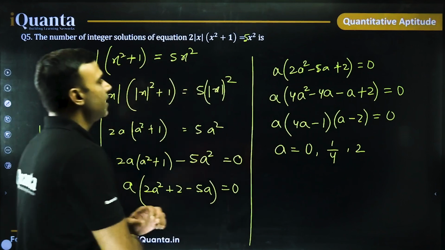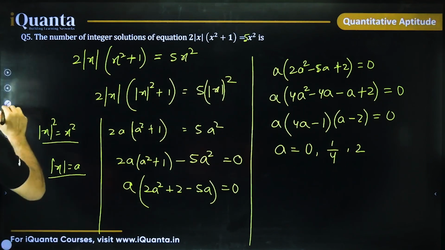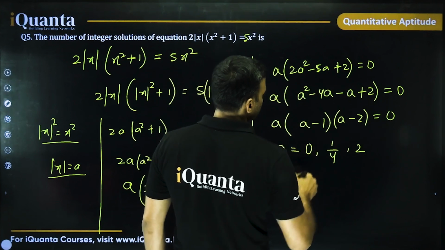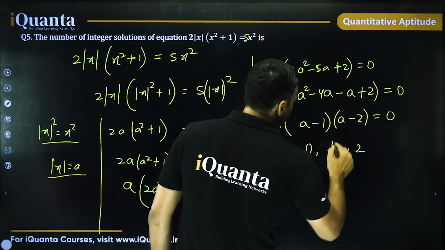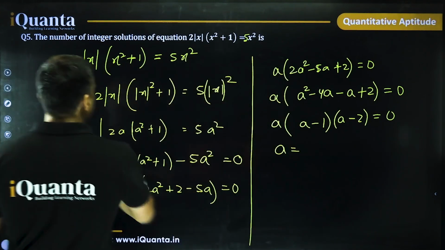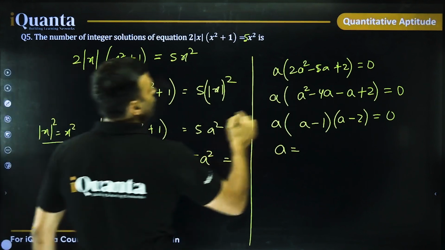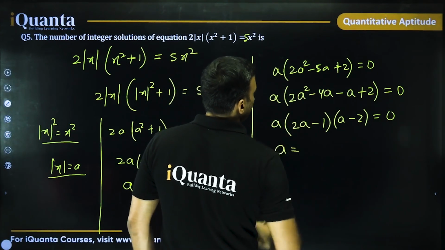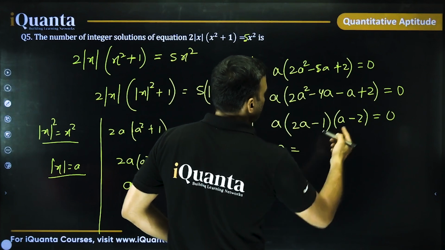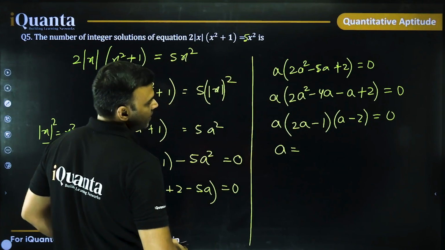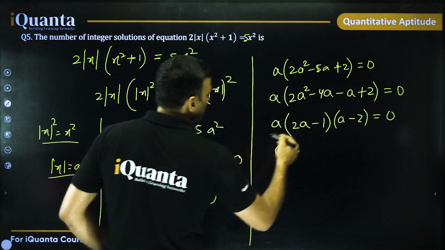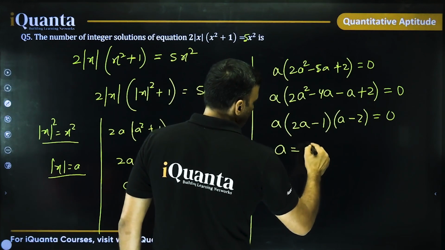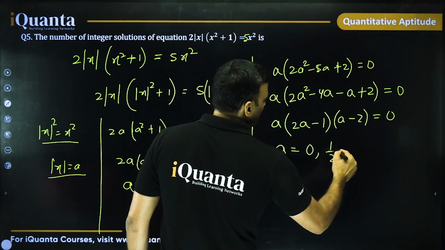Is that correct? I made a mistake. I hope you can see what the mistake is. This is the mistake. It was 2a square, I'm sorry. So 2a square. If I take 2a common from here, we get a minus 2, right? So 2a common, a minus 2, and from here minus 1, correct. So a is equal to 0 or 1 by 2 or 2.